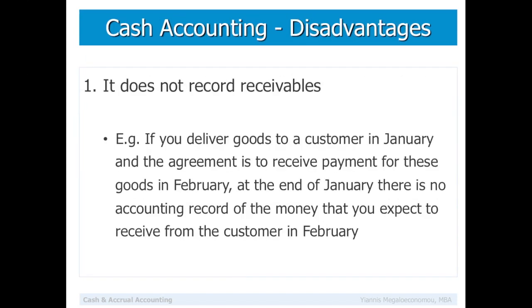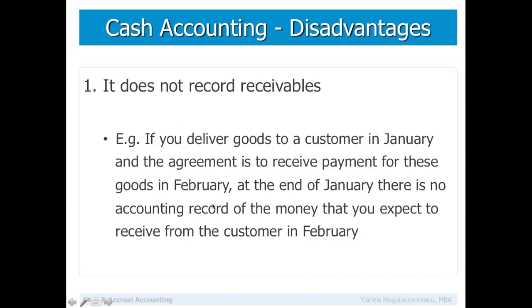Now let's go see the disadvantages of the cash accounting method. This method doesn't have the ability to record receivables. Remember, receivables are expectations that the business has of receiving a payment from a customer.